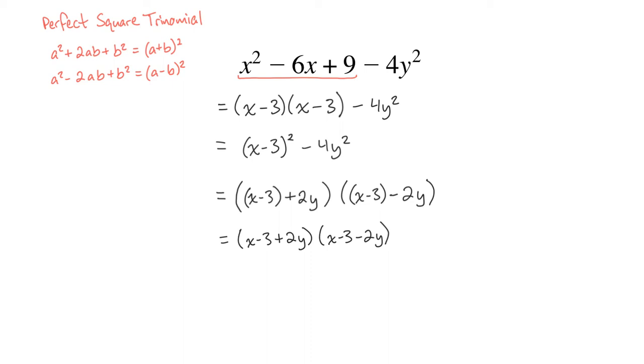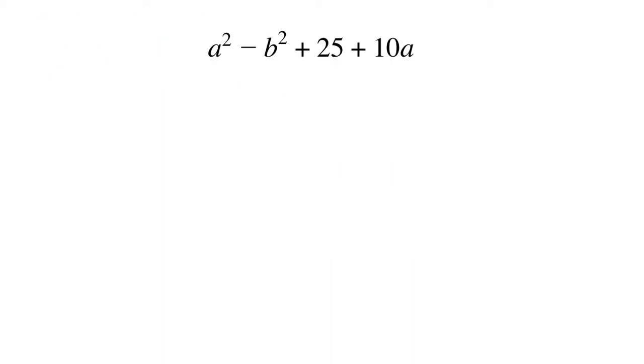And that is factored. So here's a challenge question for you. We have 4 terms here. There are some perfect squares, a squared, b squared, 25, but it looks a little confusing. So I want you to try to factor this. So pause the video and then come back when you're done or just really stuck.